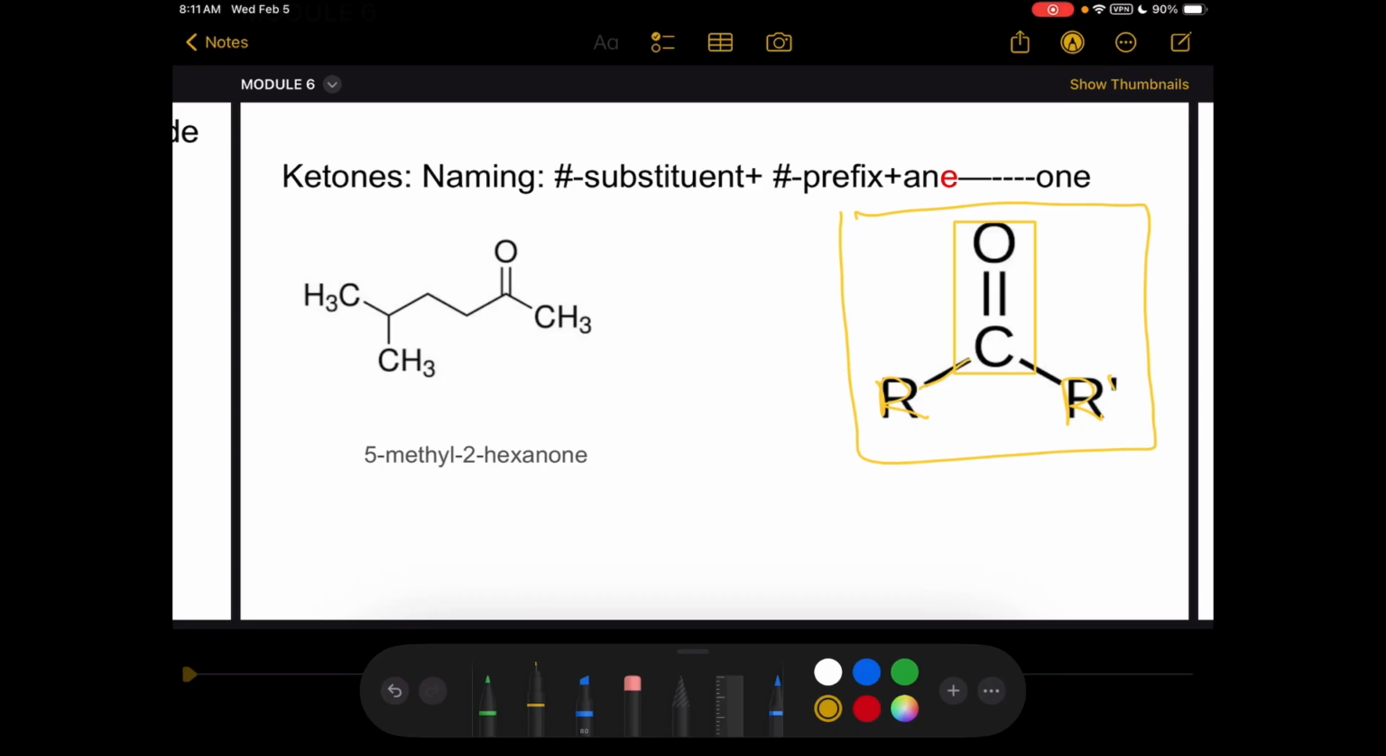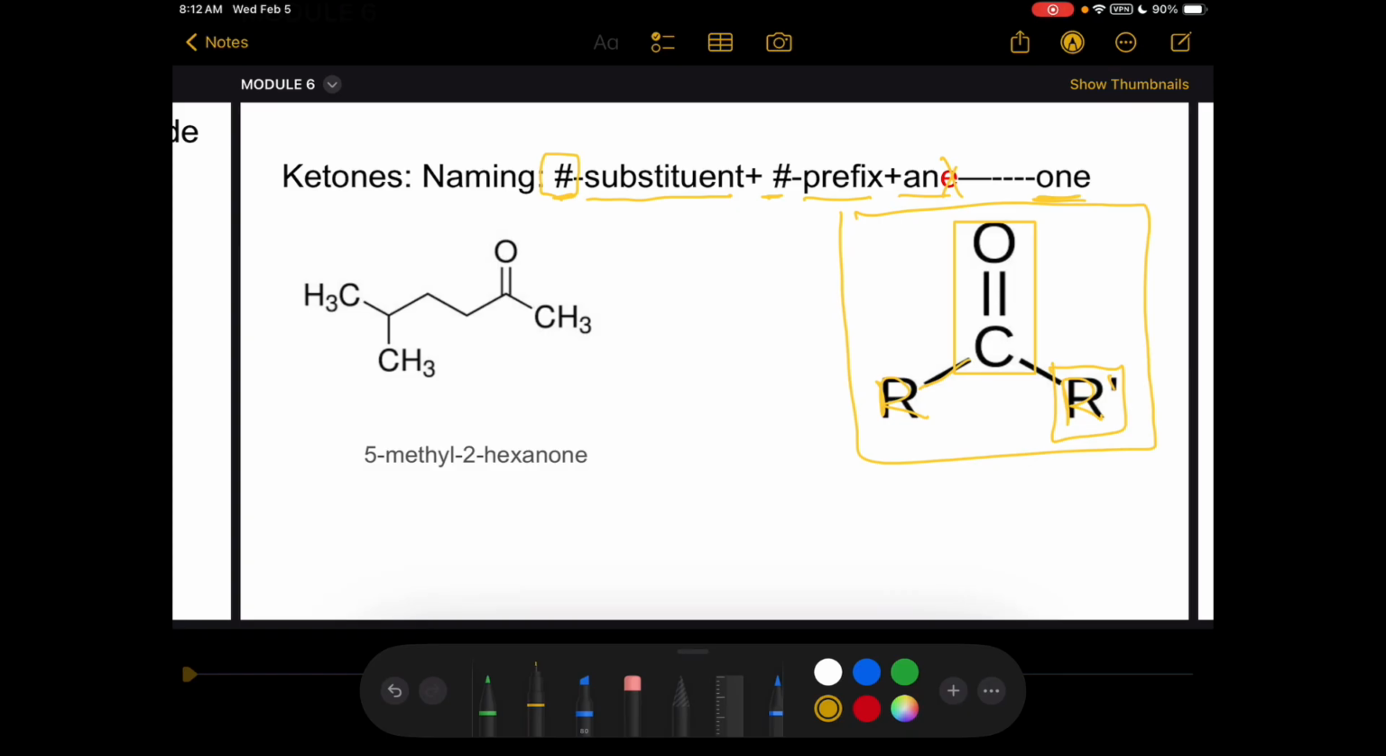Okay, so now this R was hydrogen in aldehyde. If it becomes R, it becomes ketone. Now again, when we are naming, if it has a substituent, you put where the substituent is. That number tells you where the substituent is, then the name of the substituent. And then you're going to put another number where your carbonyl carbon is located, prefix and ane. Ane, remove the E, replace with on for ketone. Okay, so let's make an example so it makes it kind of visible.